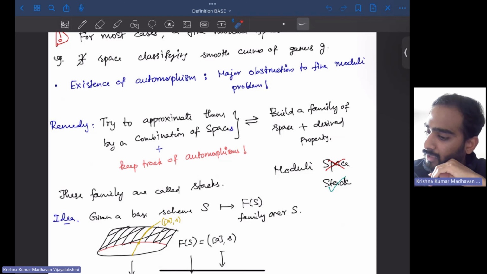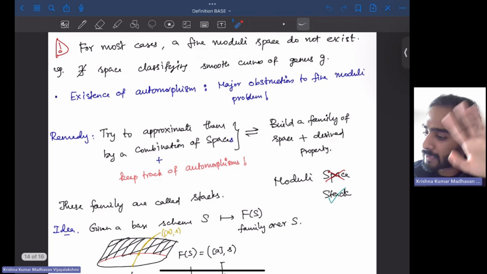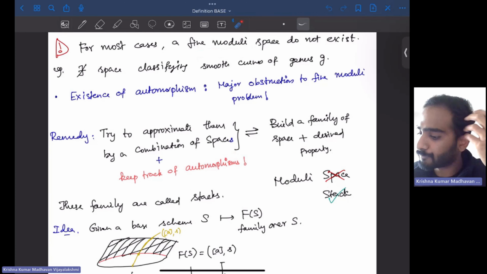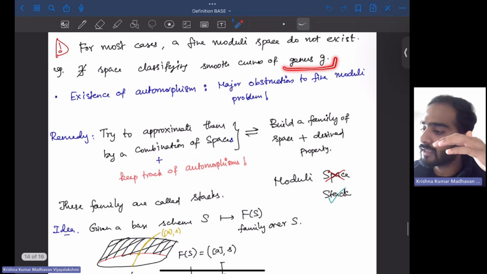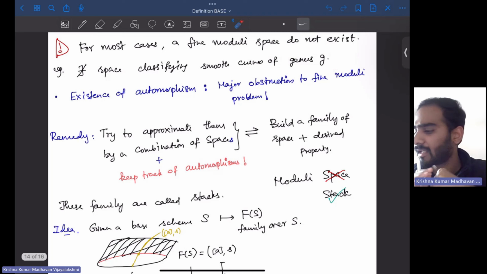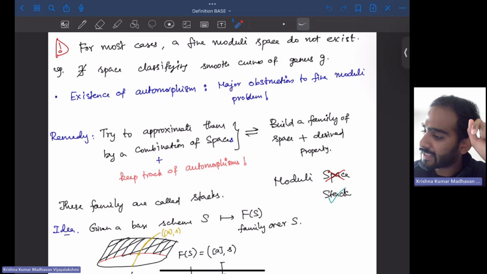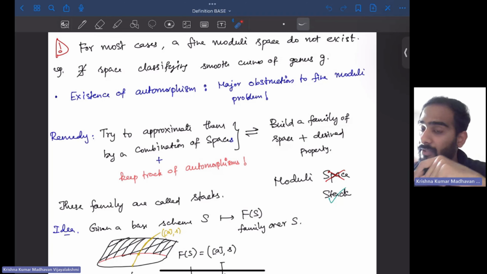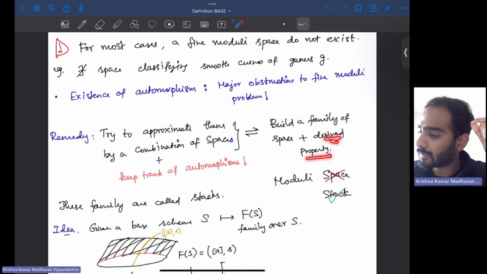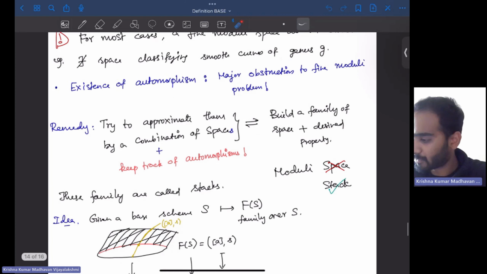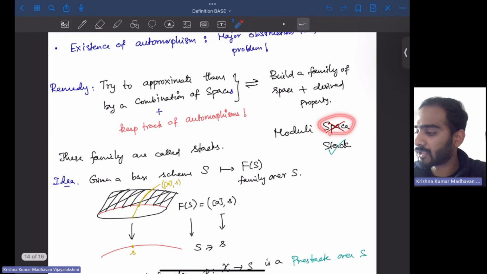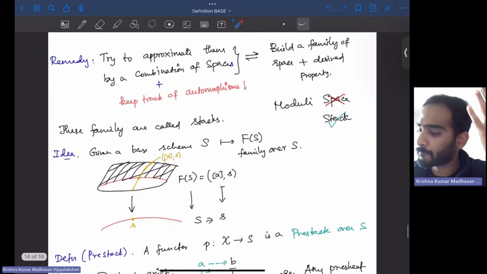So in other words, fine moduli spaces don't work because there is a very high notion of automorphism. These spaces are very symmetric in some sense, and they carry a lot of automorphism data with them. So it inhibits them from having a very good representative. So the idea is to build a family of spaces, not just a single space, and you build it with the desired property. So in other words, you don't need a moduli space, what you need is a moduli stack, right?